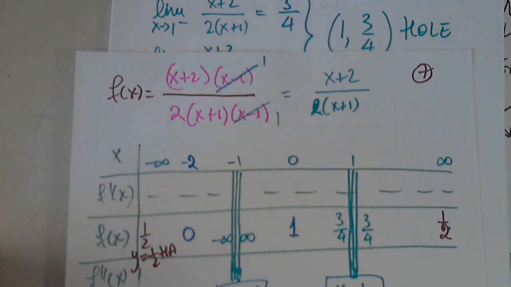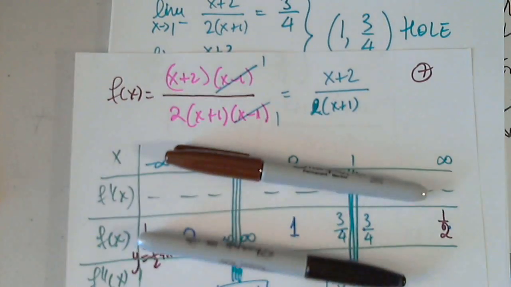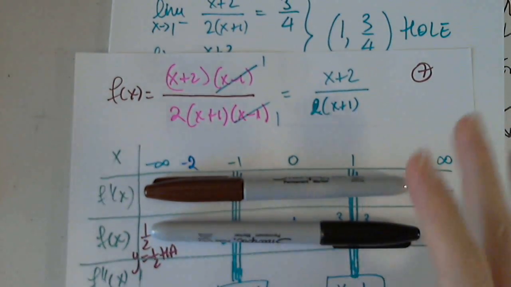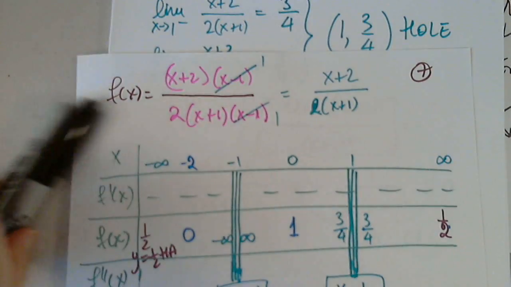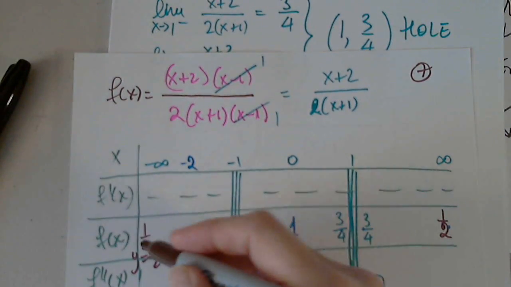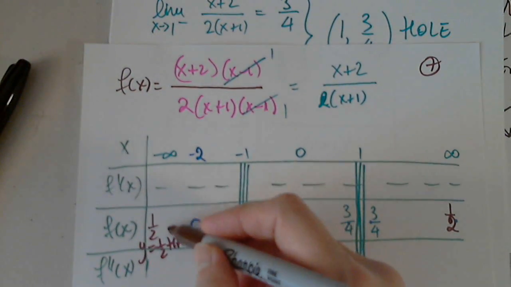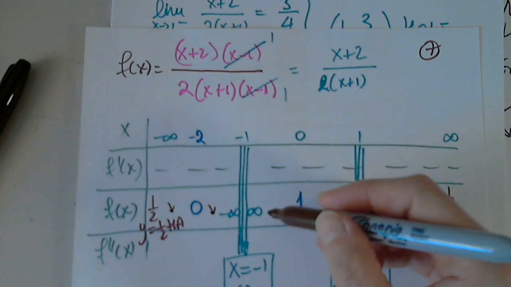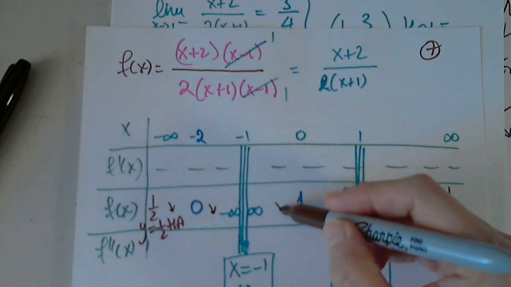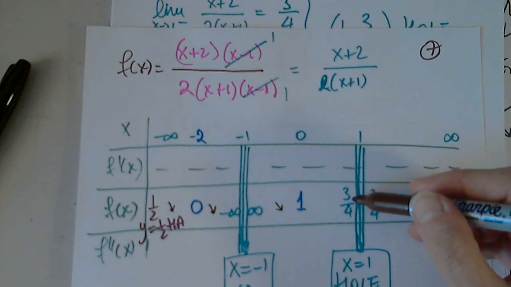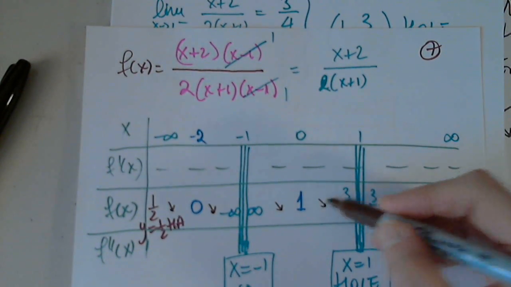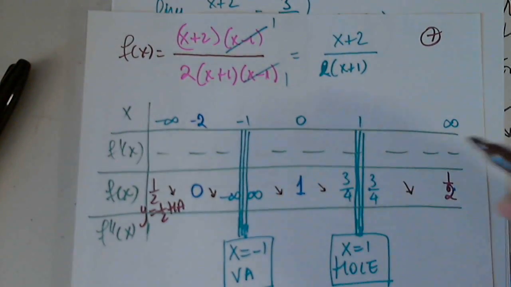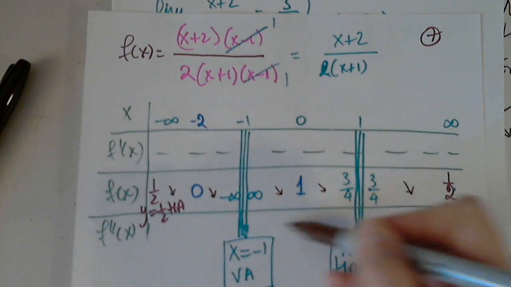Moment of truth. That's when I catch my mistakes, right here, right now. When I say, oops, they don't match, they don't work together. Okay, let's see. 1/2 goes down to 0. Yes. From 0 down to -infinity. Yes. From infinity down to 1. Yes. From 1 down to 3/4. Yes. From 3/4 down to 1/2. Yes. Good. Now I need a second derivative.